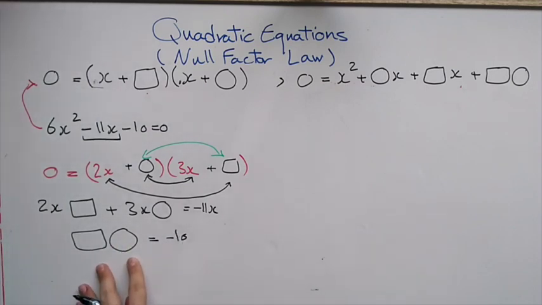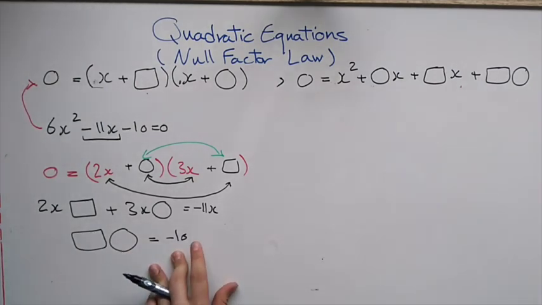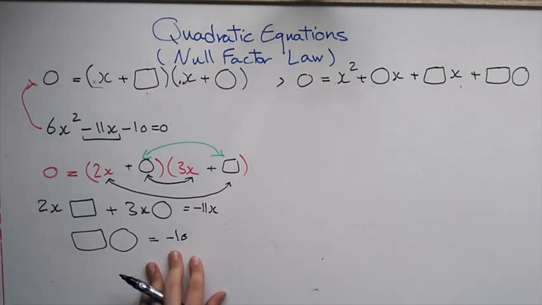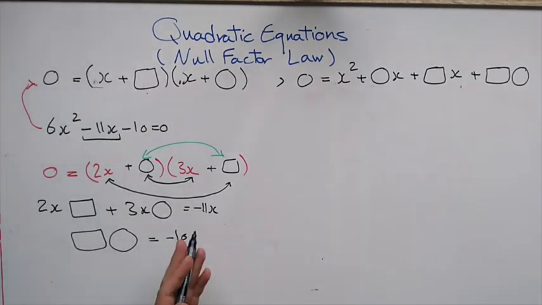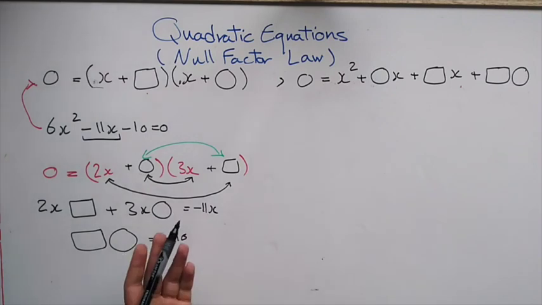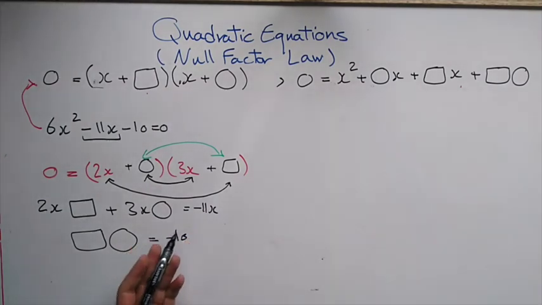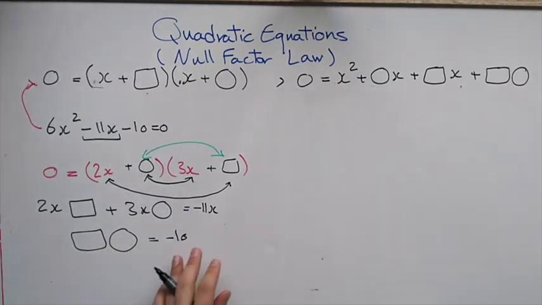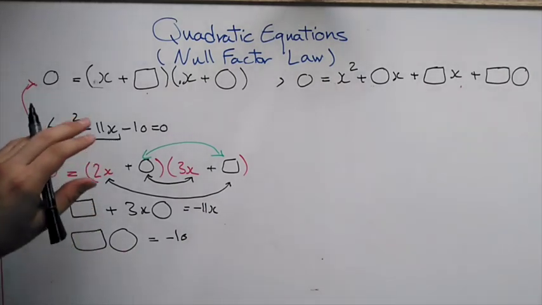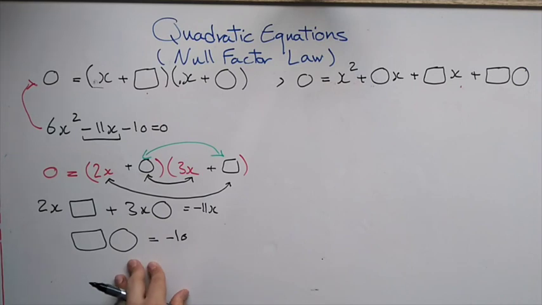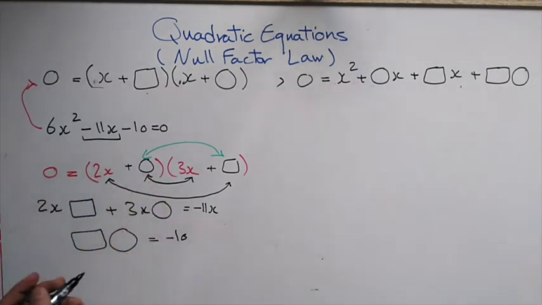Now we need to find the possible values for this. We need to find two numbers that if we multiply them together, the product is negative 10. So it can be either negative 5 and 2, negative 2 and 5, negative 1 and 10, or negative 10 and 1. We need to test each one to get the answer. So for example, I'm going to choose negative 5 and 2.